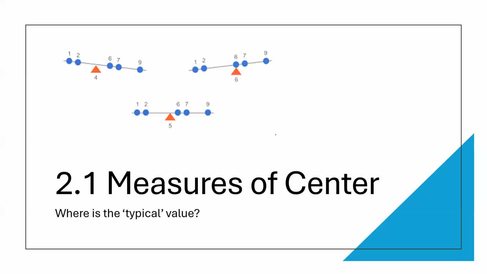Welcome to section 2.1, Measures of Center. In this lesson, we'll explore how we can summarize a data set by identifying a typical or central value. We'll talk about three main tools: the mean, the median, and the mode. And most importantly, when to use each one.